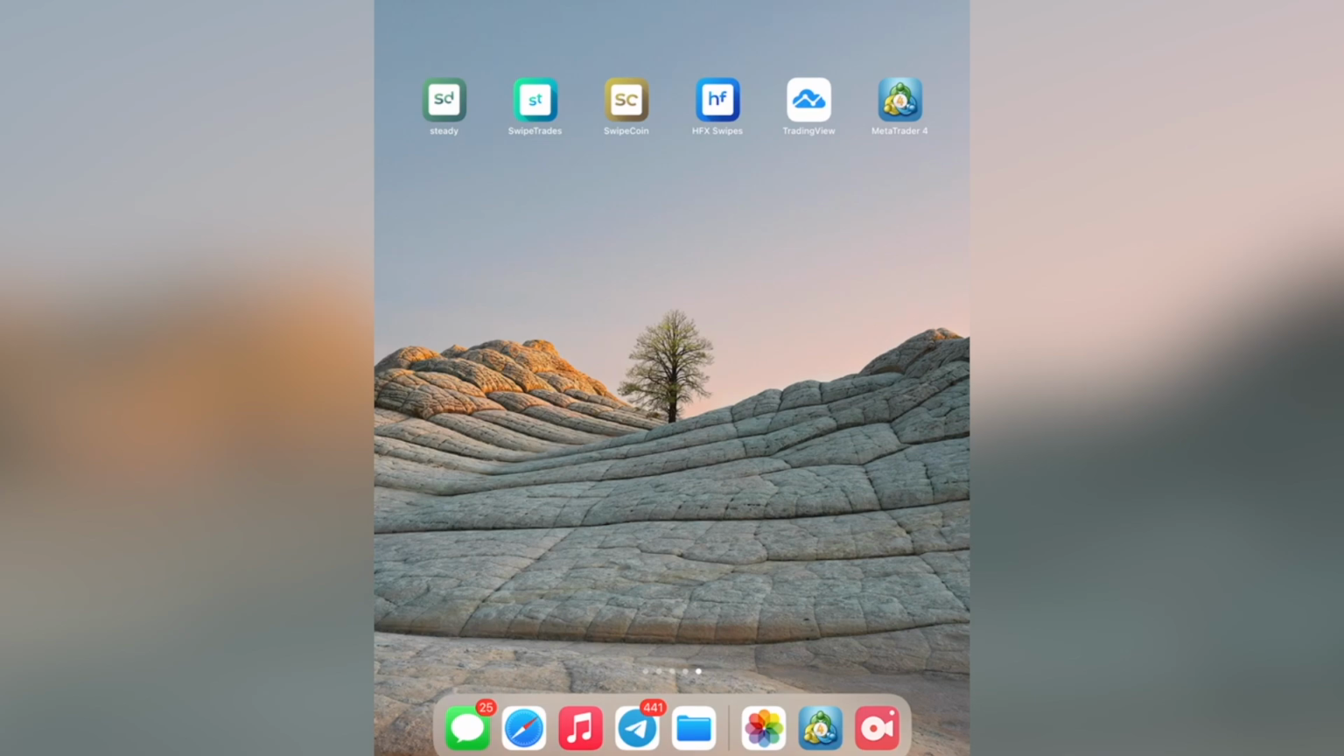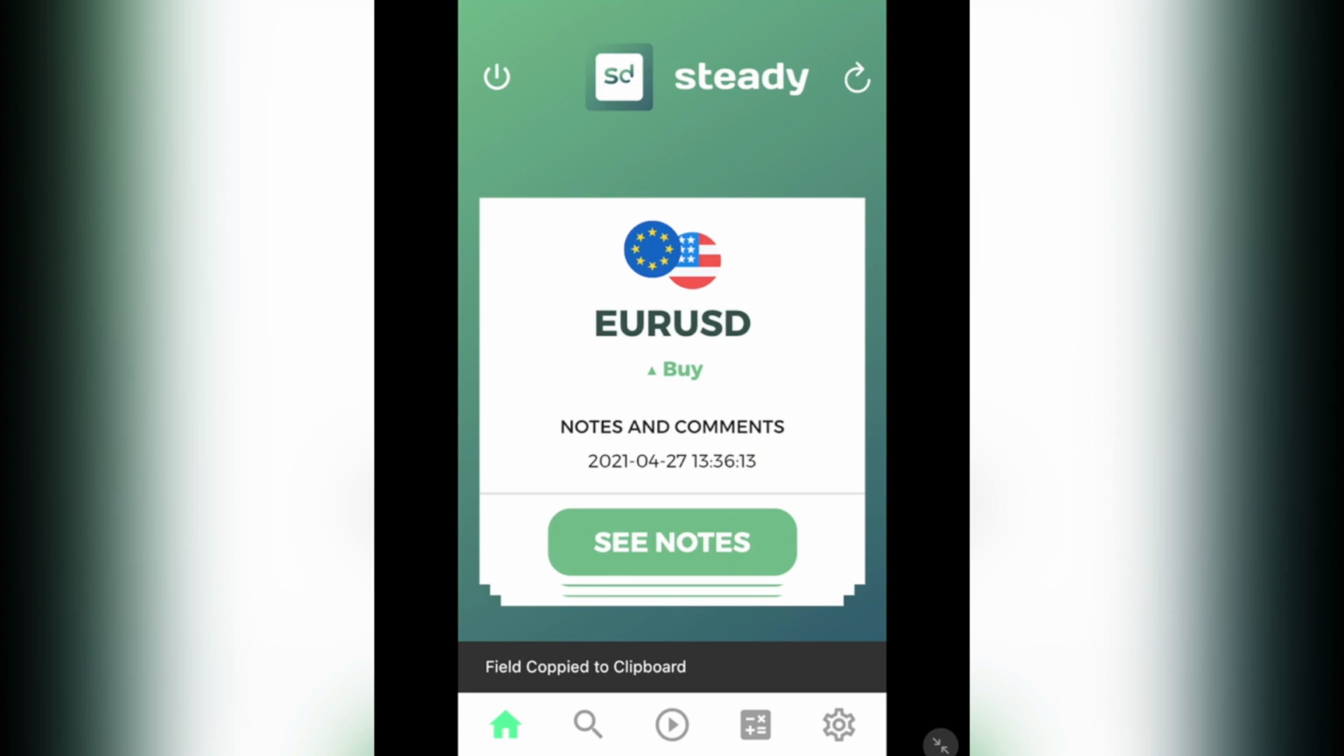Now that we understand what a signal is, where do we get these signals from? As I mentioned before, we have apps. We have Steady app, SWIPETRADES, SWIPECOIN, and HFX Swipe. Steady and SWIPETRADES are for Forex signals. SWIPECOIN is for crypto investment ideas as well as crypto trading ideas. And then we have HFX Swipe, so we also have signals for binary options. In this specific video, I'm going to be diving into Steady for Forex trade ideas.